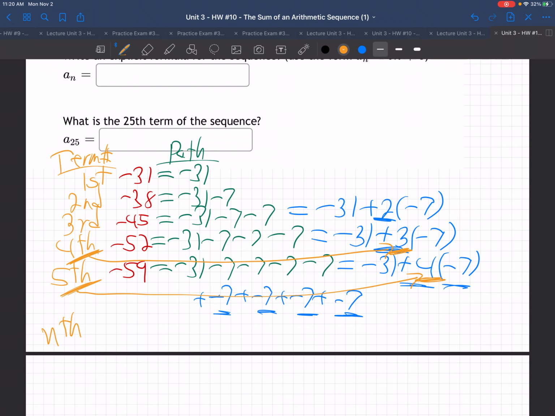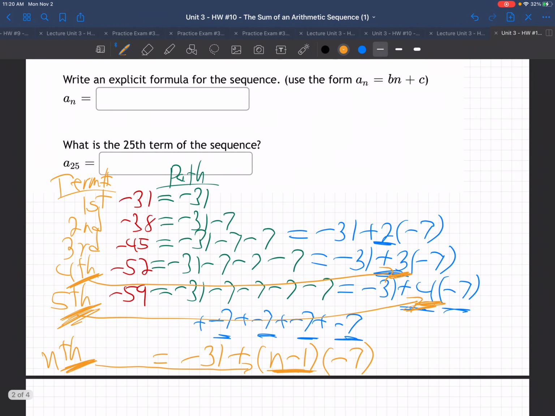So then the nth term will have what? Negative 31 plus n minus 1 times negative 7, right? The nth term will have n minus 1 negative 7s. It's always one lower, right? The fifth term has 4, so the nth term has n minus 1 negative 7s. Okay, so there's the formula for the nth term right there. So that's the formula we put right here: minus 31 plus n minus 1 times minus 7.